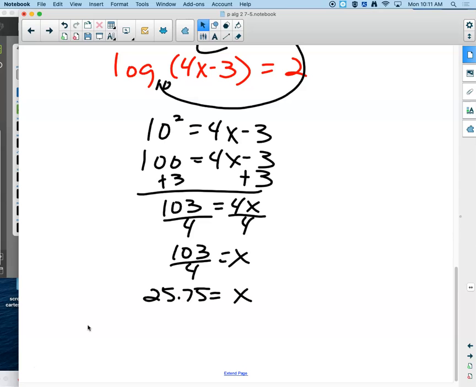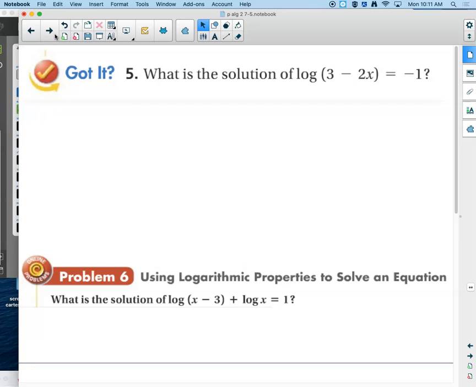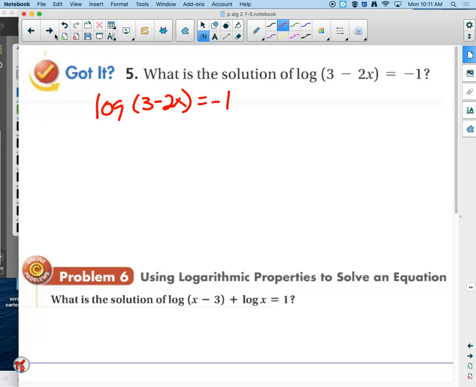So isolate the logarithm. Get one logarithm on one of the sides of the equal sign, and then snail shell. Exponentiate. That's what we have to do. So, talk me through this one. It's log of 3 minus 2x equals negative 1. What should we do? Log without a base is always 10. So snail shell it, 10 to the negative 1 equals 3 minus 2x.